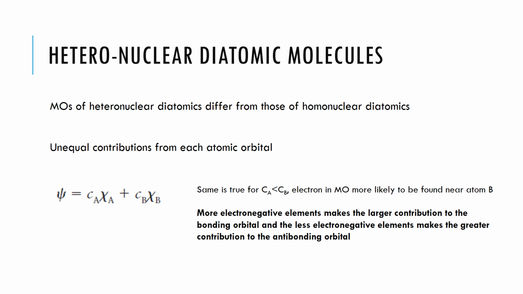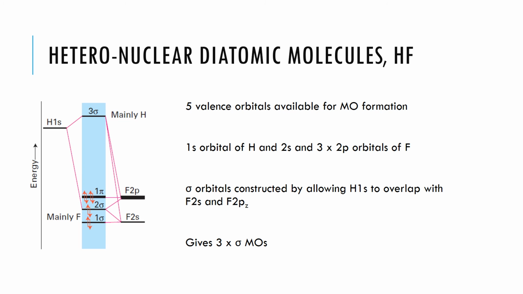And those elements that are more electronegative make the larger contribution to the bonding orbital, and the less electronegative elements make the greater contribution to the anti-bonding orbital. Sigma molecular orbitals.